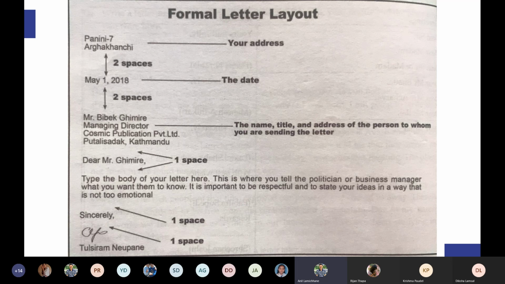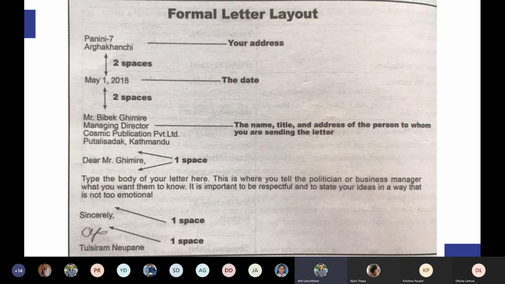So look, your address here also, like 197 Aragakhansi, this way. Here the address is written in two lines; it can be written in one line or two lines, it does not matter. And after the address there is a gap. Look, two spaces gap, and then only the date. In the previous format and this format it is nearly the same.